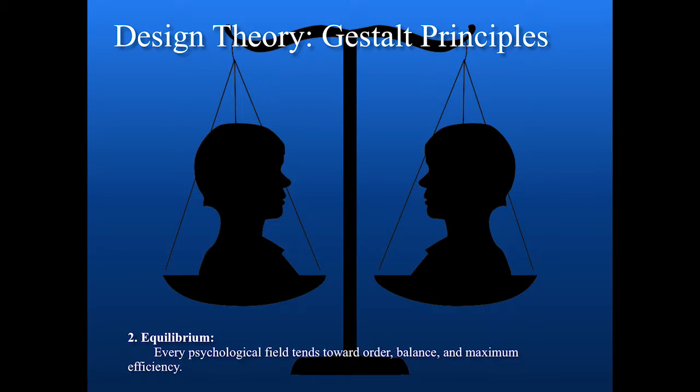Equilibrium. Every psychological field tends toward order, balance, and maximum efficiency. So things tend to want to be balanced, and if it's not balanced, your eye tries to make it balanced.